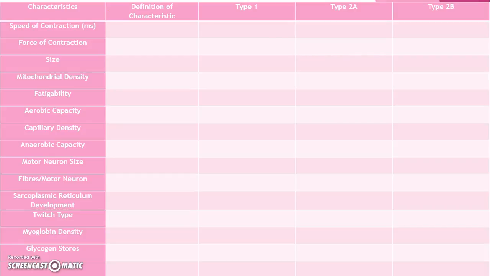Mitochondrial density, so you should remember the mitochondria is the powerhouse of a cell and is responsible for aerobic respiration. Therefore, type 1 will have the highest mitochondrial density. What we mean by the word density is how much of something is there. Fatigability is how quickly the fiber type becomes tired. Aerobic capacity, how well does it use oxygen? Capillary density, the amount of capillaries, which are blood vessels around the fiber. Anaerobic capacity, how well it uses glycogen as the fuel.